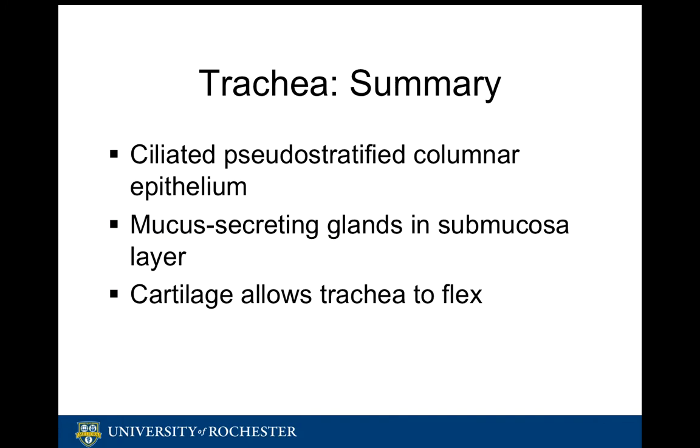This is the normal histology of the trachea. To summarize this presentation, the trachea has a ciliated pseudostratified columnar epithelium, contains mucus-secreting glands that catch bacteria, and is able to flex to allow air to go into the bronchi of the lungs.